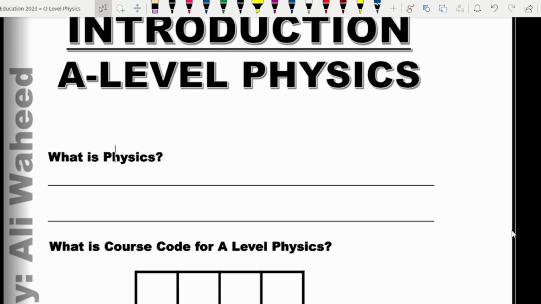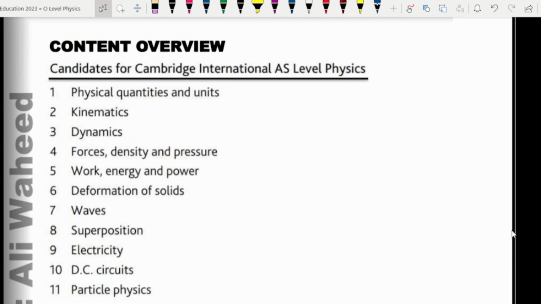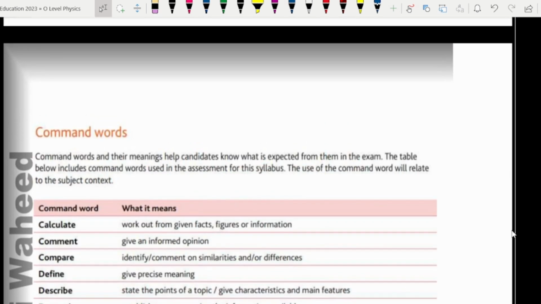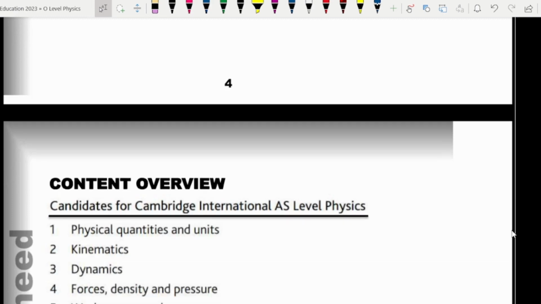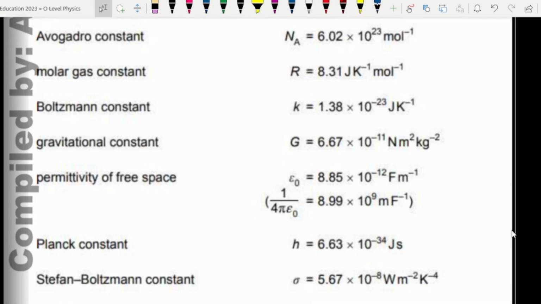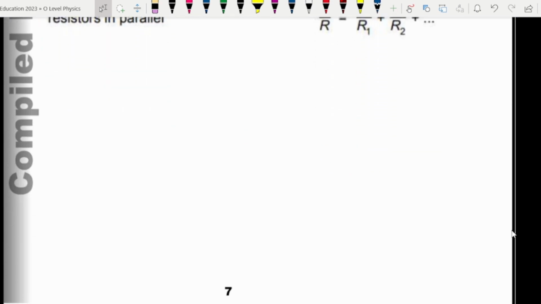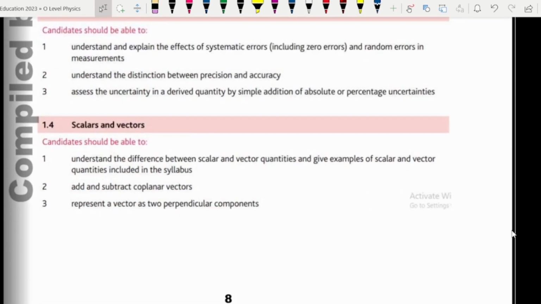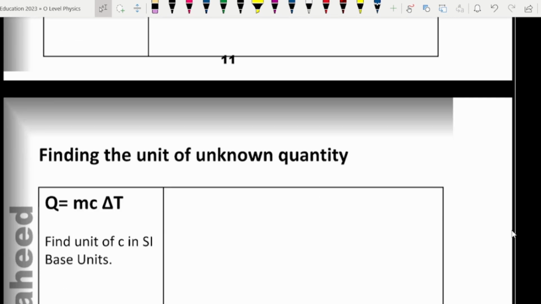Alright, students, so the thing is, I have compiled these workbooks for each and every chapter. I'll be solving on these. If I scroll down here, we start off with the first chapter after the introduction. There would be learning objectives, a data sheet, a formula sheet, and here we start off with the topics.